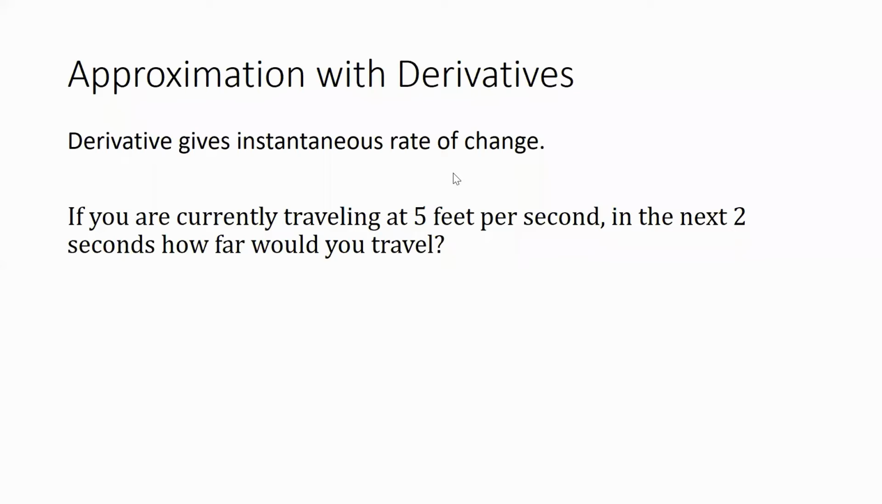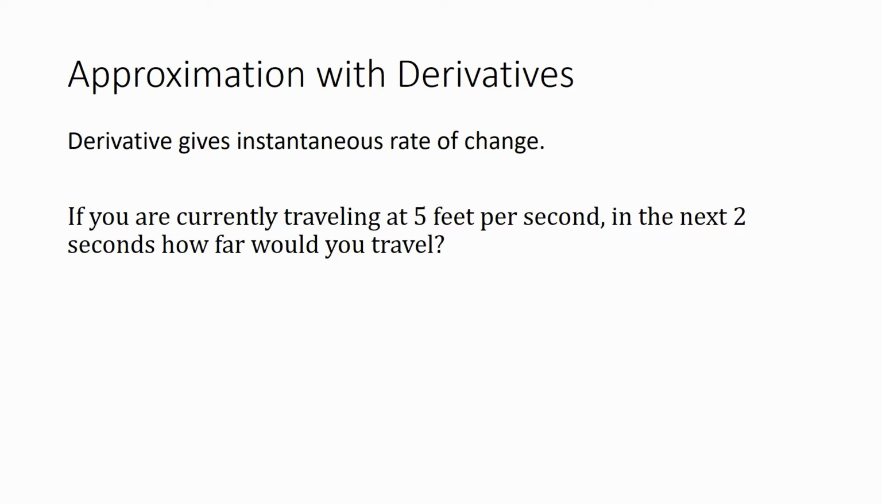The last portion of this section deals with approximation with derivatives. The idea behind this is that we know our derivative gives a measurement of the instantaneous rate of change. Our derivative tells us how fast the function is changing. Let's interpret how we could utilize this fact.